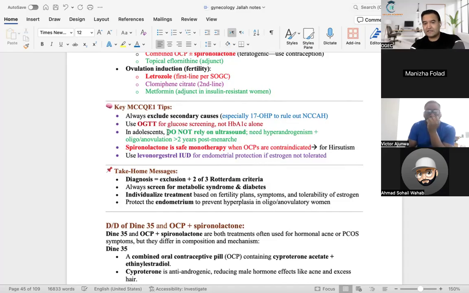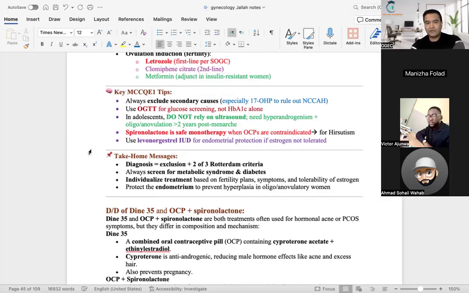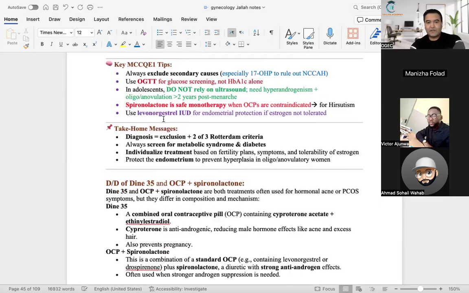In adolescents, do not rely on ultrasound. You need hyperandrogenism plus oligo-ovulation over 2 years post-menarche. Spironolactone is safe monotherapy when the OCP is contraindicated, which I did give you an example. For example, your patient has DVT, so you cannot use the OCP. You can go ahead and do monotherapy with spironolactone. And to protect the endometrium, levonorgestrel IUD, or Mirena, will be the best choice.